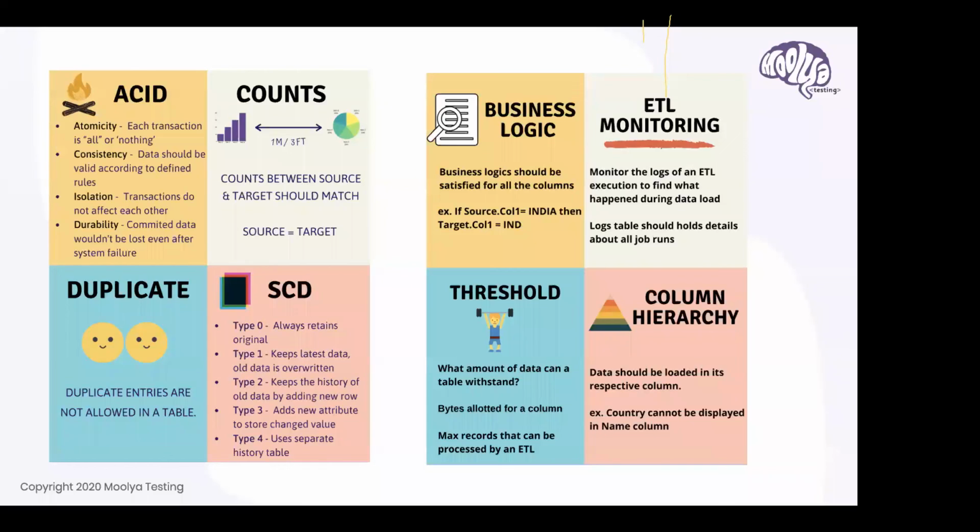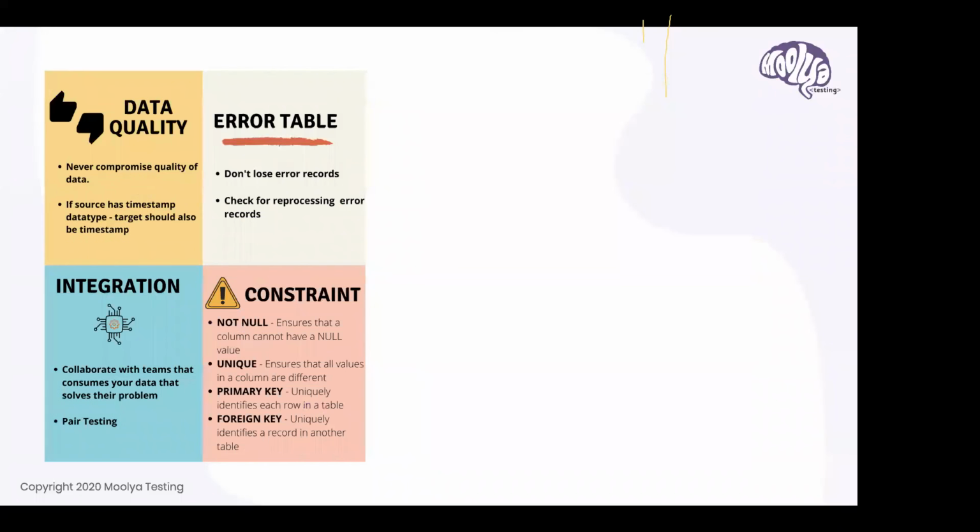Okay. Next thing is data quality. Never compromise on the quality of the data. If a source has a timestamp in 24 hours format, your target should also have a 24 hours format. If the business requirement says it should have a 12 hours format, then it's fine, but still the timestamp data type should be maintained.